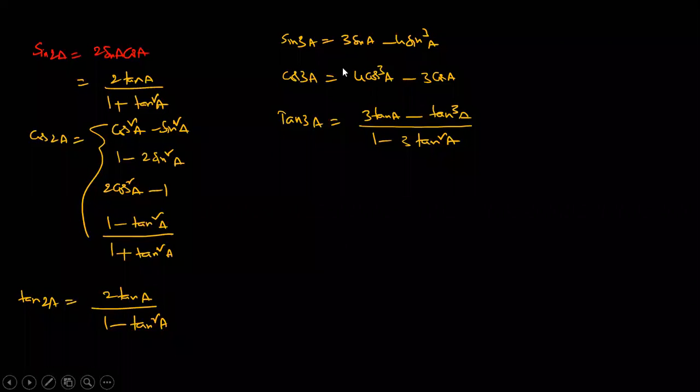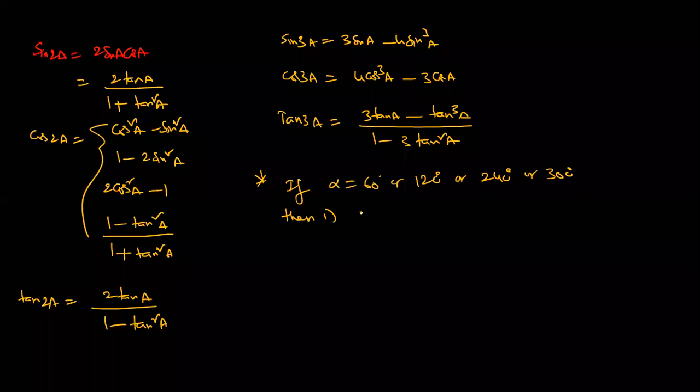today we are going to discuss a new subtopic. It's very, very important, dear students. That is, if alpha is equal to 60 degrees or 120 degrees, please also write 240 degrees or 300 degrees. Then, write all of you.